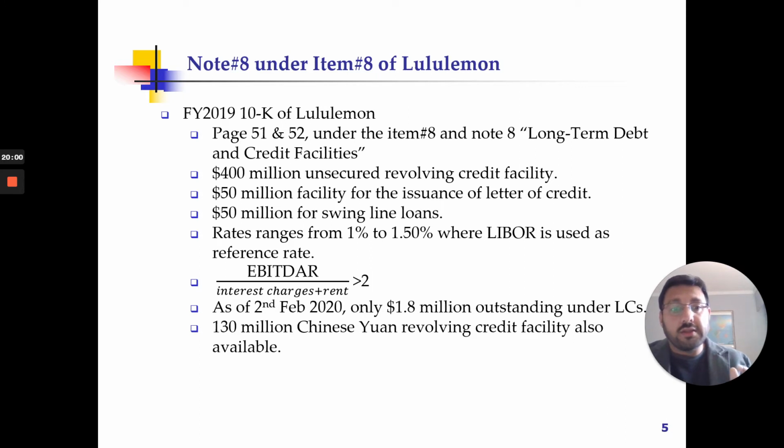So that rent, if you divide by the rent and the interest charges, for every dollar the company needs to pay for the interest charges and rent, the company should have at least or more than $2 available from the EBITDA. This is an important interpretation. If it is less, then it's a violation of the covenant.